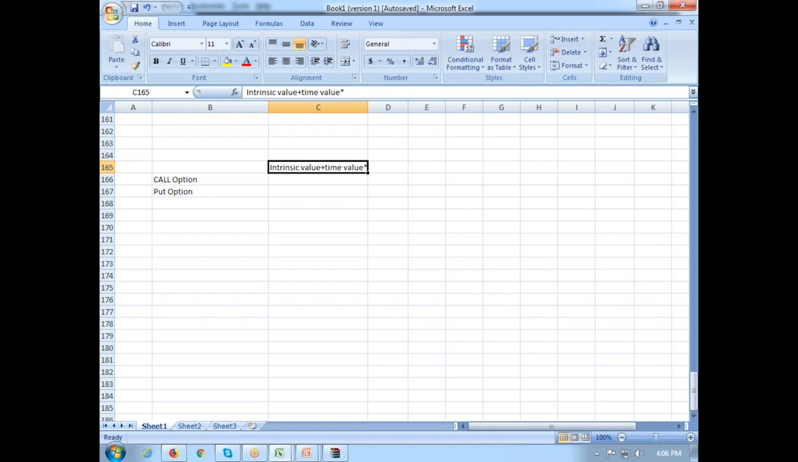Now, what is intrinsic value? There is a formula. For call option, the formula is maximum of 0, S minus K.